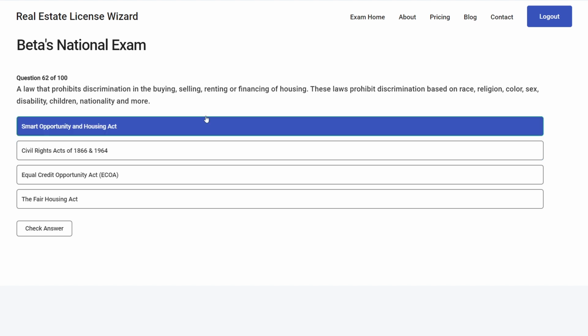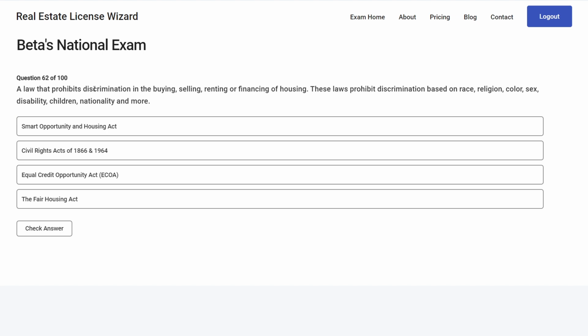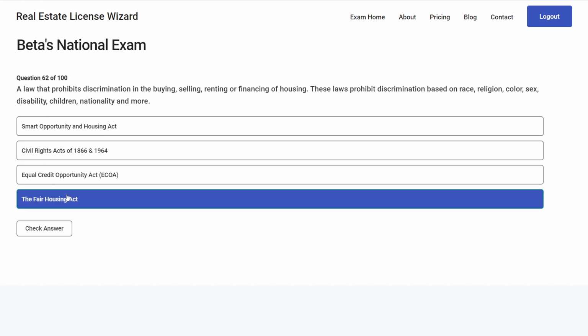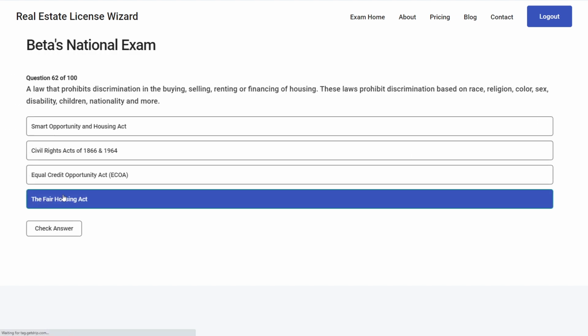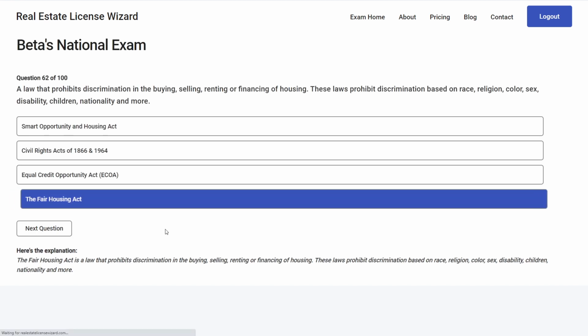However, the specific law for this question is the Fair Housing Act. The Fair Housing Act is the act that does that. It's not the Civil Rights Act. It's not the Equal Credit Opportunity Act, which we talked about earlier. Because again, we're talking about buying, selling, or renting or financing a house, and that is the Fair Housing Act.